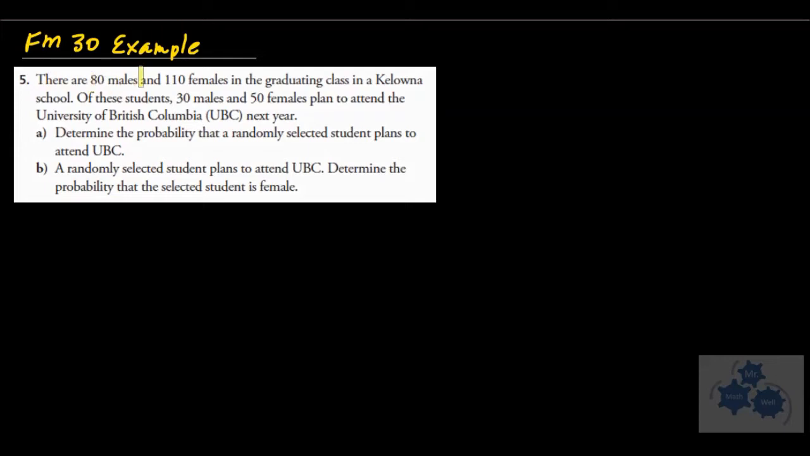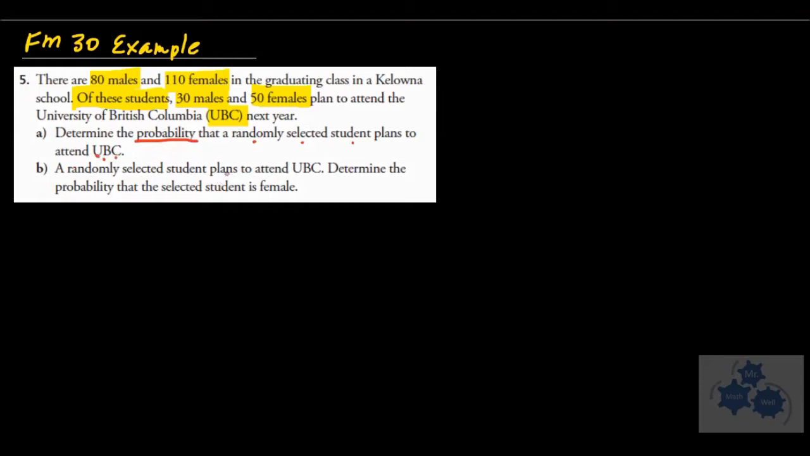It says there are 80 males and 110 females in a graduating class at Kelowna. Of these students, that's important, 30 males and 50 females plan to go to UBC next year. The question is, determine the probability that a randomly selected student plans to go to UBC.